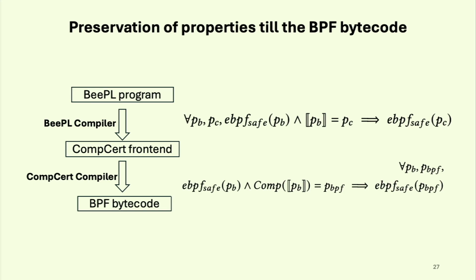Similarly, we also prove this same theorem for the CompCert compiler. So if the source program is eBPF safe and we compile it using the CompCert compiler and it produces the BeePF bytecode, then the BeePF bytecode is also eBPF safe. All this proof will be formally verified using the theorem prover Coq. So that's all I have for today, and I'm open to any questions.